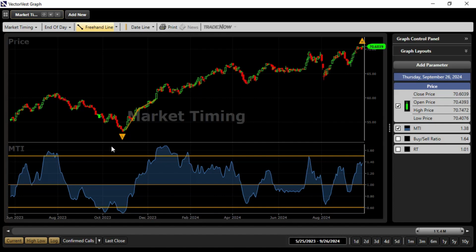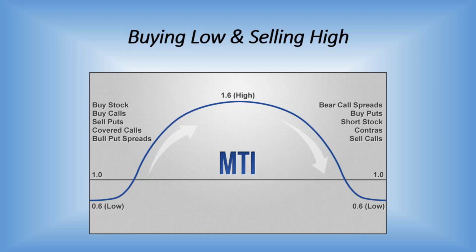The next thing I'd point out is that sometimes these phase transitions are fairly rapid and very linear. Other times it takes a little while for them to develop. But what we can say empirically is that when we get to these overextended levels in the MTI, probabilities are telling us that the current trend direction is likely to reverse. Here's another graphic to help us represent these concepts visually. So we have the MTI and this bell curve of the MTI over its neutral line of 1.